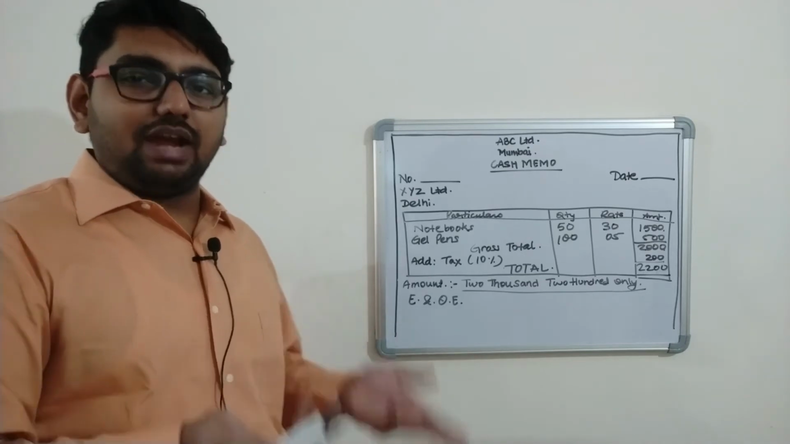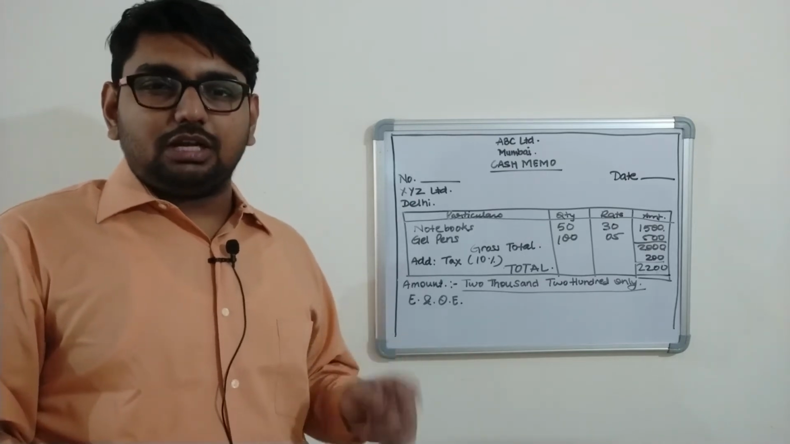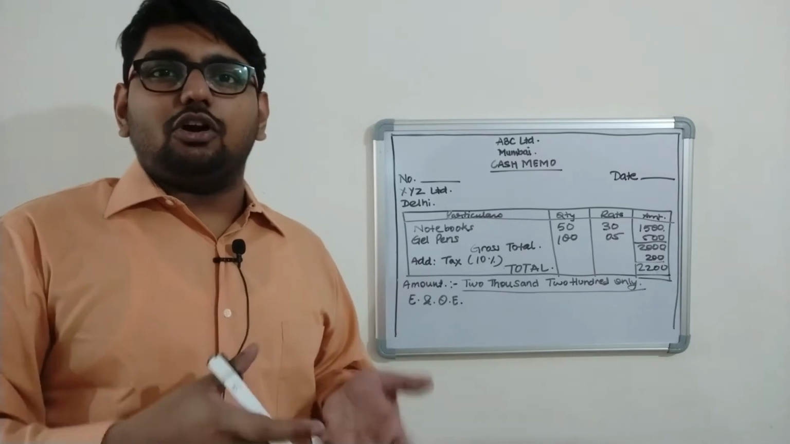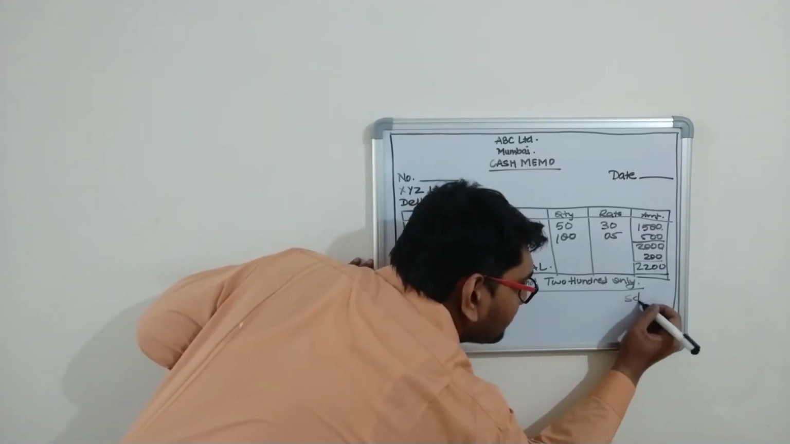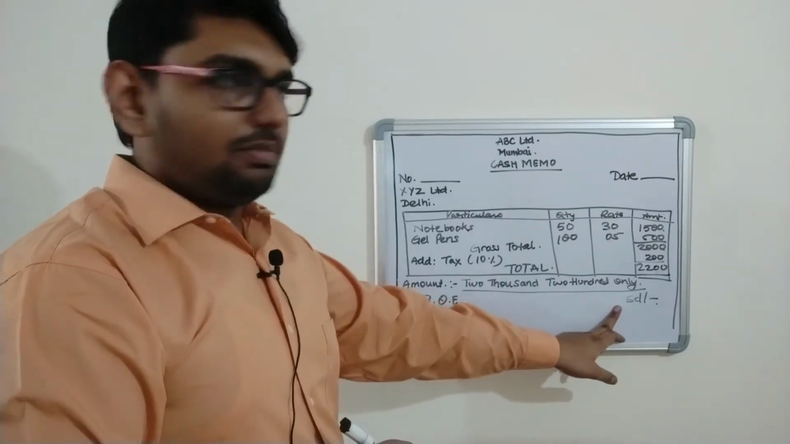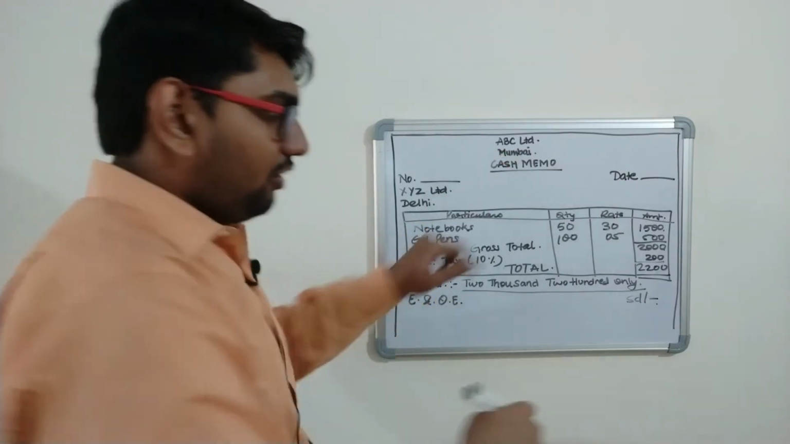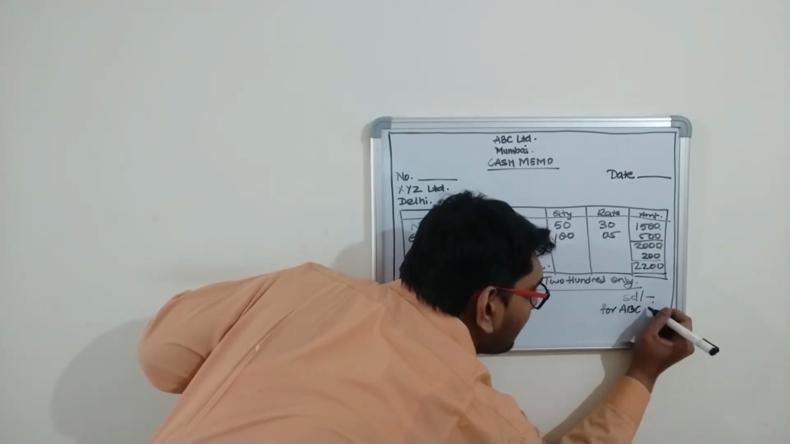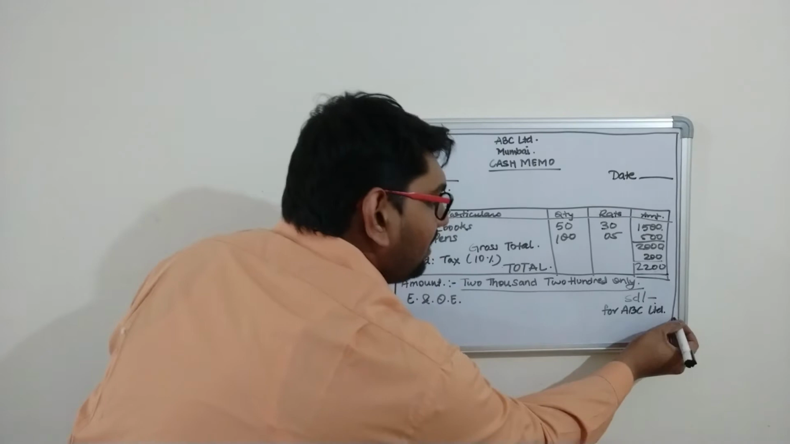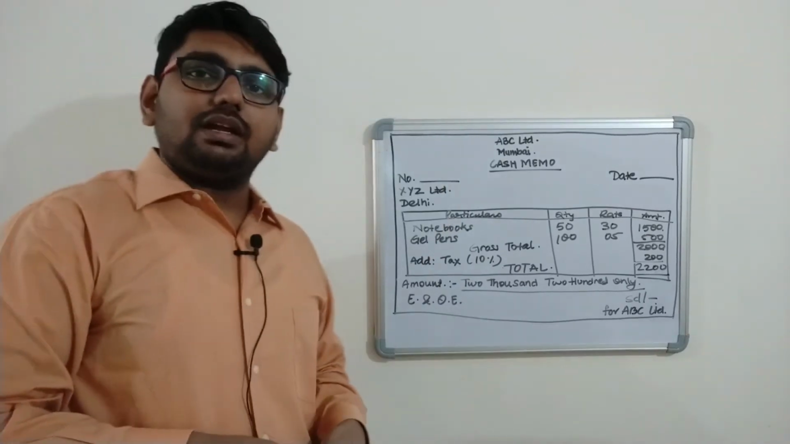And after this, the final step is to sign the document, because without a signature, a document is incomplete. So the signature would be over here, SD. And who is making this document? ABC Limited is making the document. So I will write over here for ABC Limited, and I will close my document. So that's how you make a cash memo.